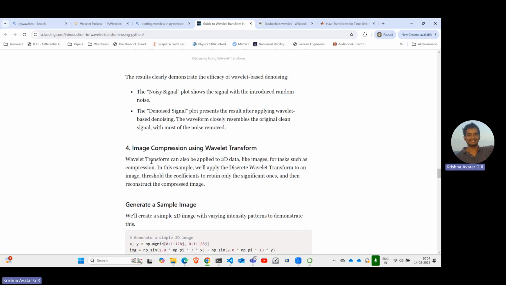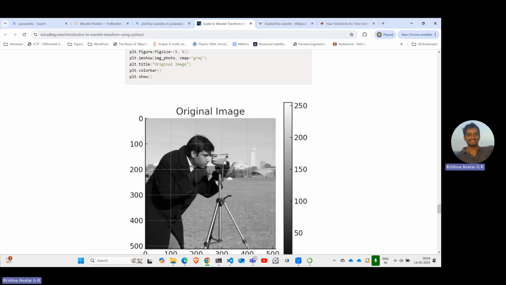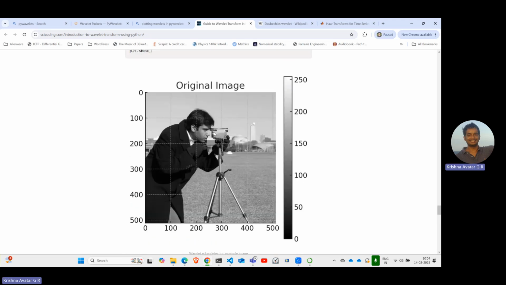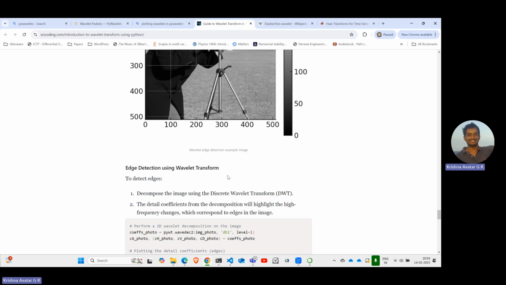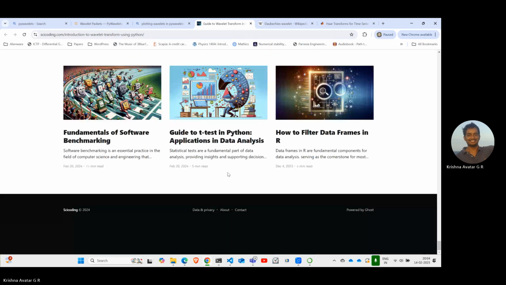Seems like a nice resource. I would highly recommend going through it. And this is what we analyzed in the main page, this PyWavelets package. So that's it.